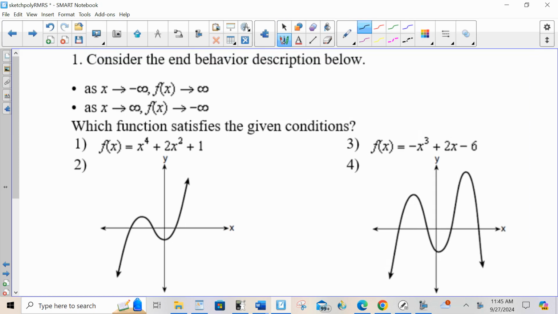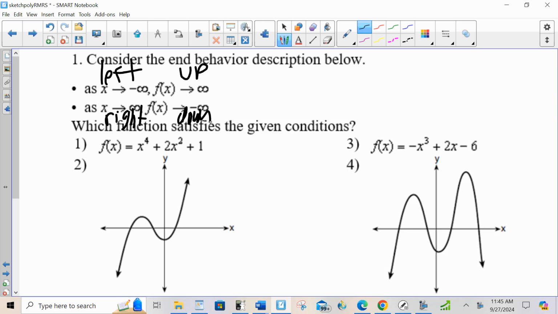Consider the end behavior description below. So, you need to know what end behavior means. As x approaches negative infinity, that means as I go to the left, f of x approaches infinity, that means up. As x approaches positive infinity, that means as I look to the right, f of x approaches negative infinity, that's down.